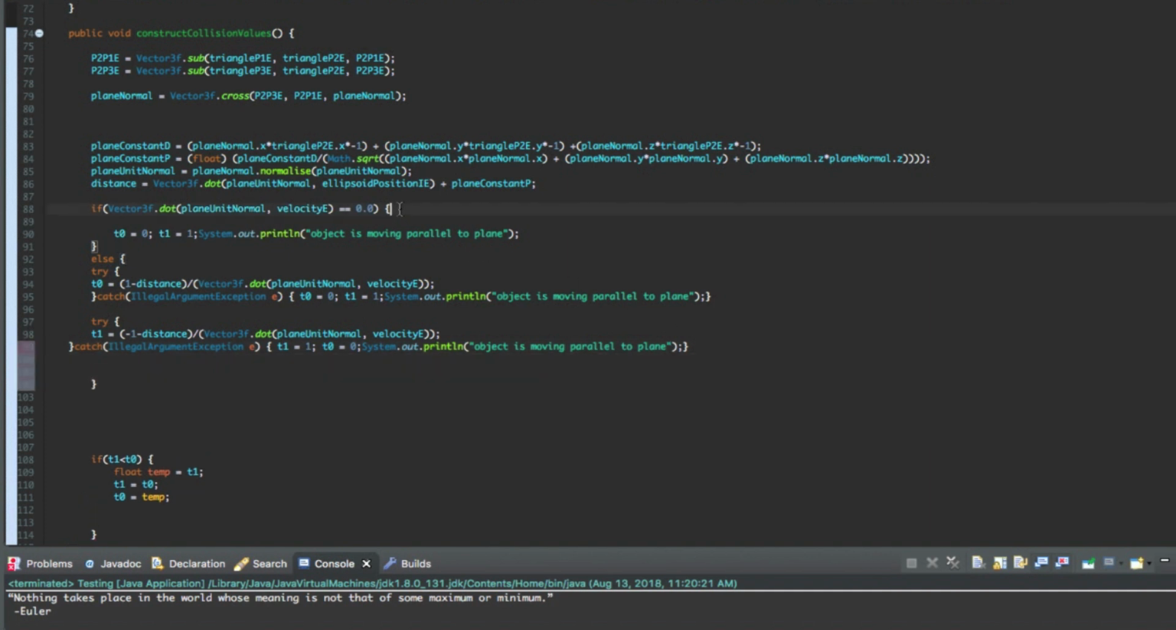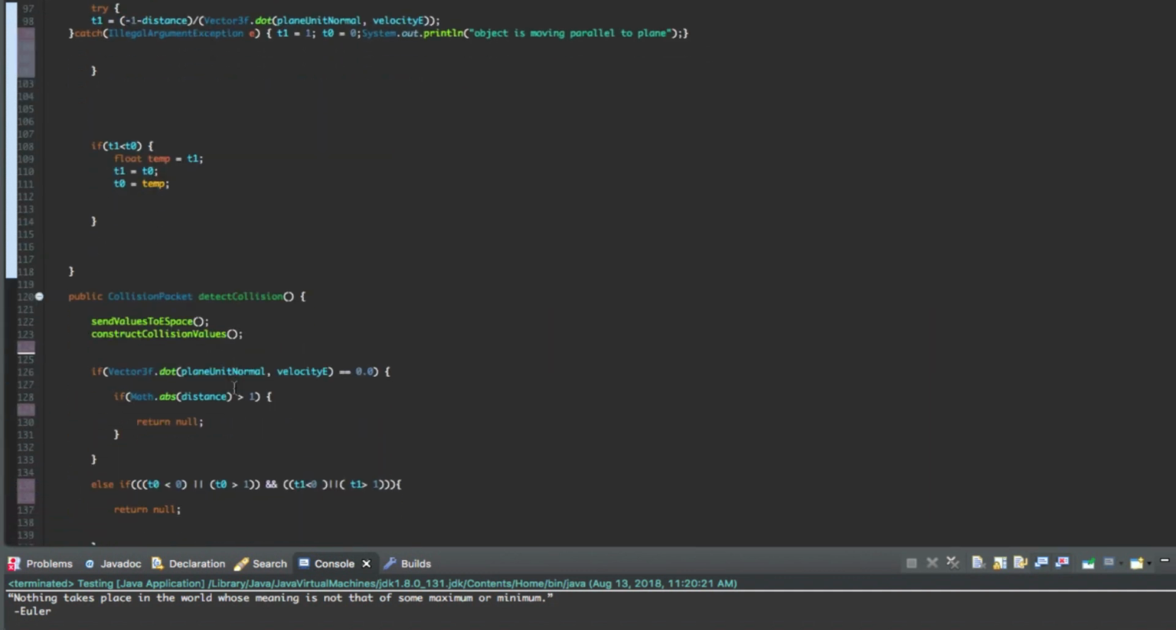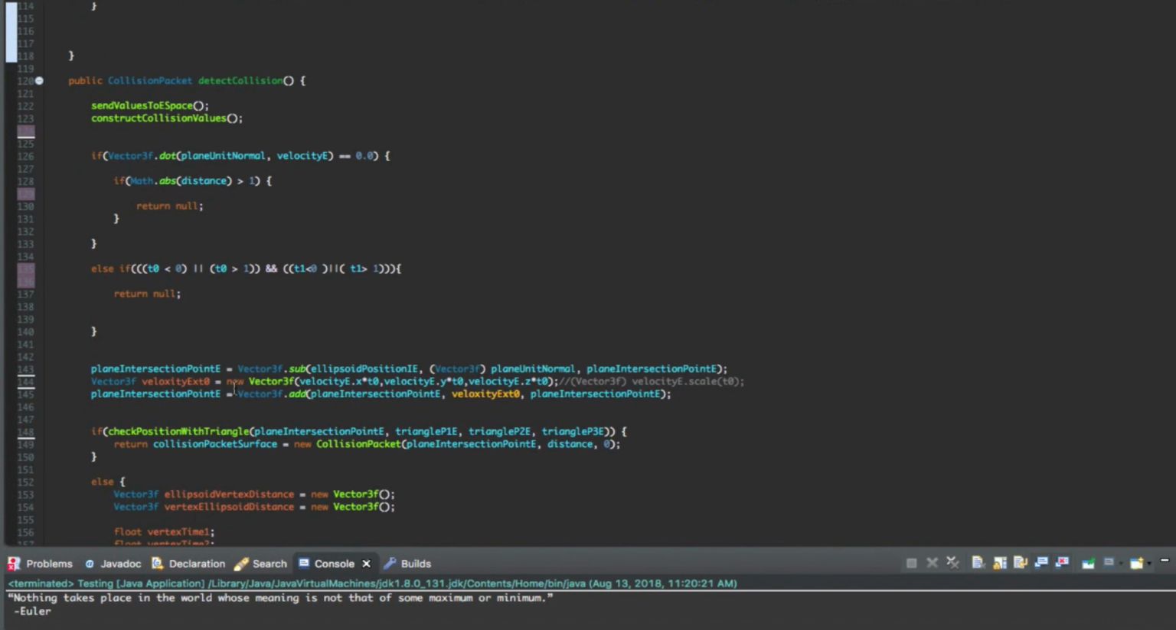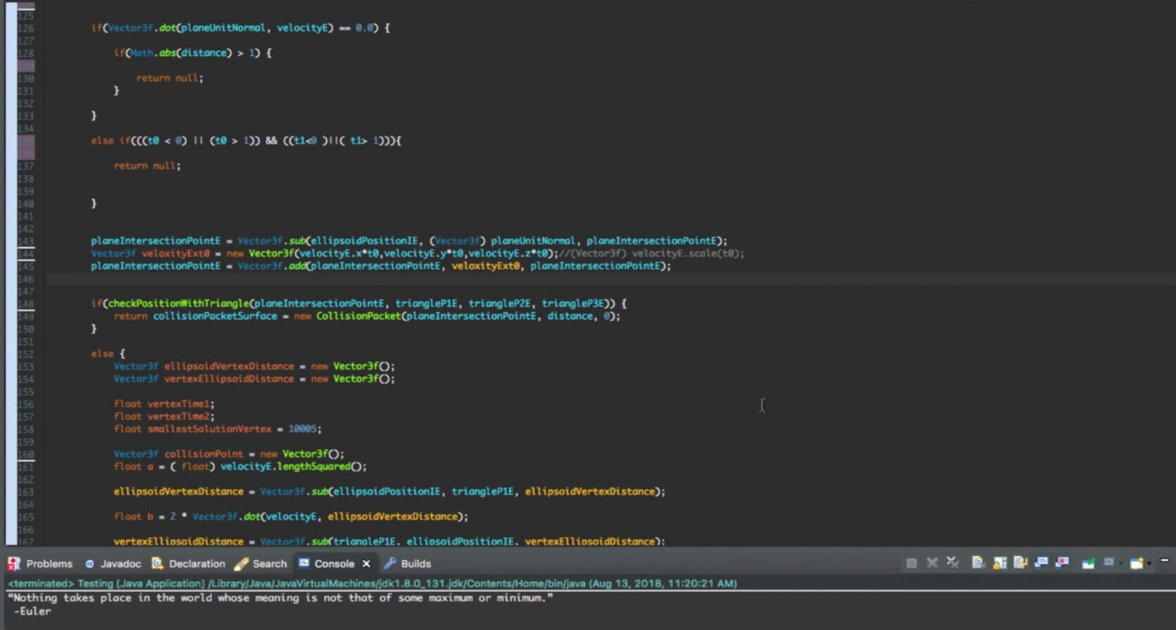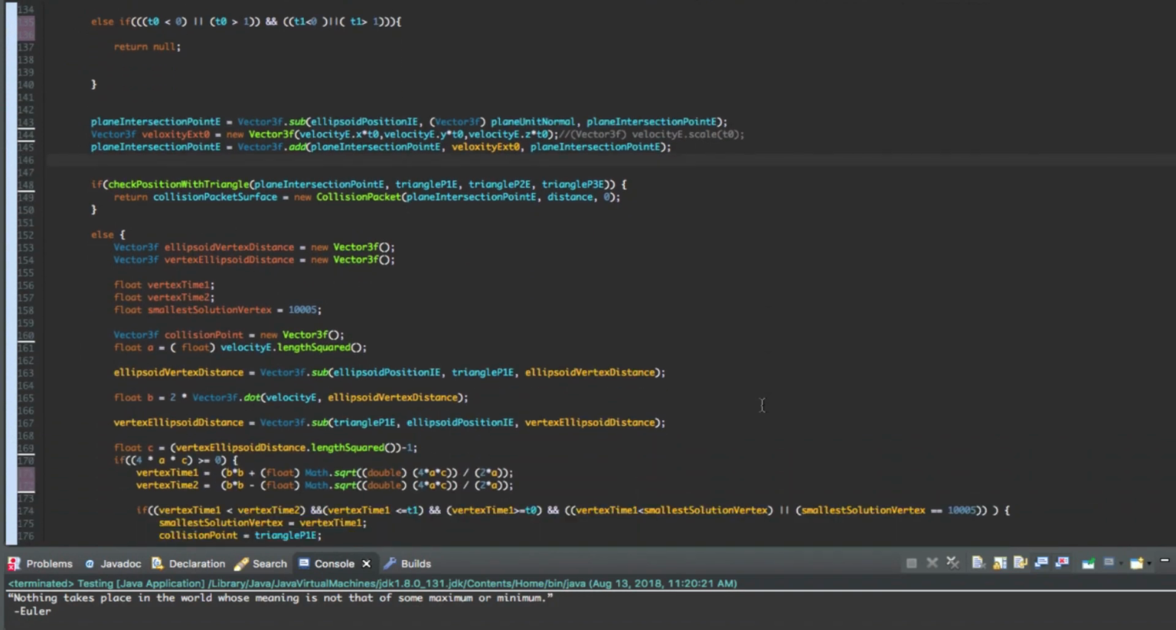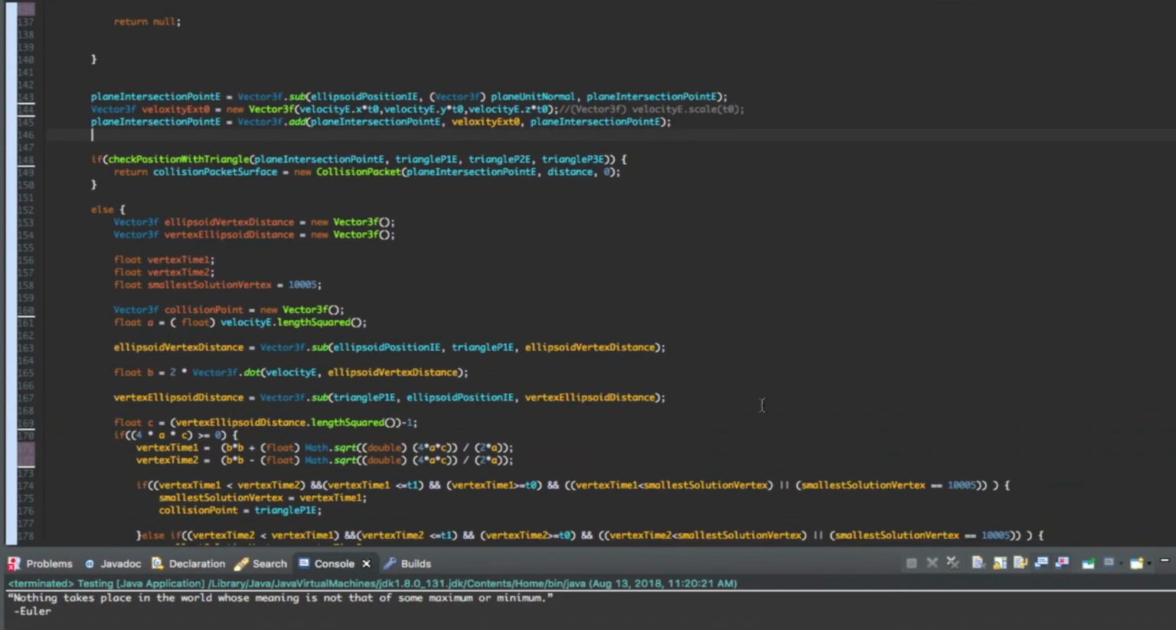So if the denominator is 0, we'll set t0 equal to 0 and t1 equal to 1. And then we still have that check to see if it's embedded in the plane. In this section here, we need to change the velocity E multiplied by t0 and actually explicitly multiply that out instead of using the dot scale function, because that was causing some errors. It was returning just a 0, 0, 0 vector for some reason.